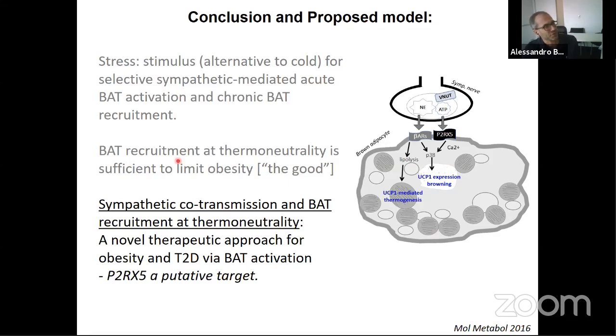we have already mentioned these 2 conclusions, but what we are really interested in and what we were able to see by using this model of stress. In this case, we didn't use stress as a way of studying how stress increases the brown adipose tissue, but we are really using this model as a way of eliciting a selective sympathetic activation of the brown adipose tissue. And in this case, this sympathetic co-transmission is something that we hope can be very exciting and can be a new opportunity for investigating new ways of recruiting and activating the brown adipose tissue at thermoneutrality with potential anti-obesity effects.